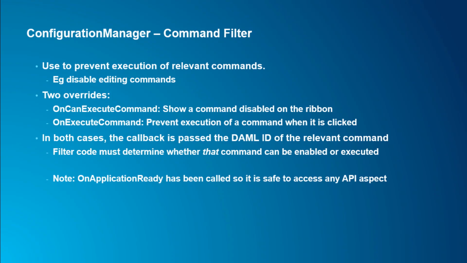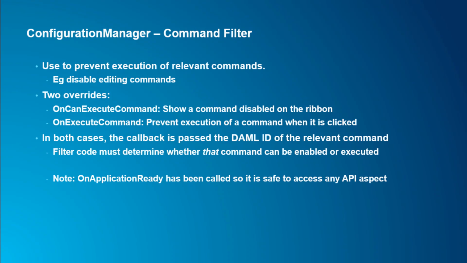One is on can execute, and then the other is on execute. On can execute is called on the message pump of Pro, so it's called about every 10 or 20 milliseconds. And the DAML ID of every single command is passed through on can execute command. You can evaluate that ID and make a determination if that command can be enabled or disabled. If it's disabled, you just return false.